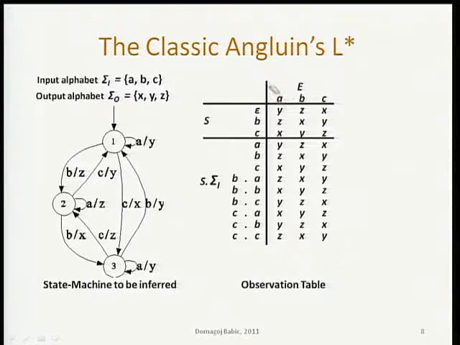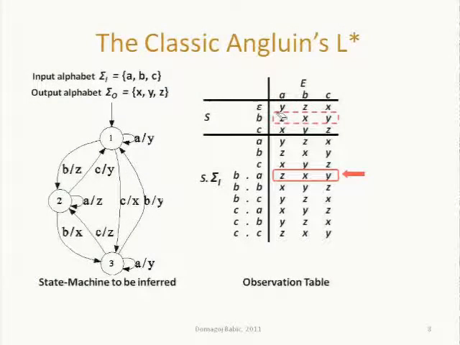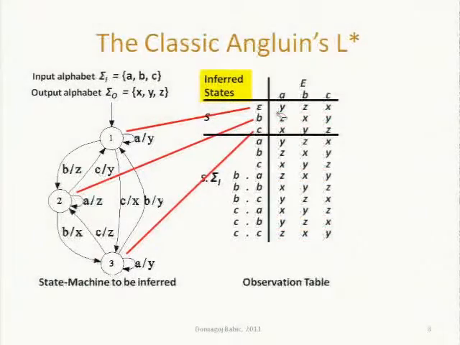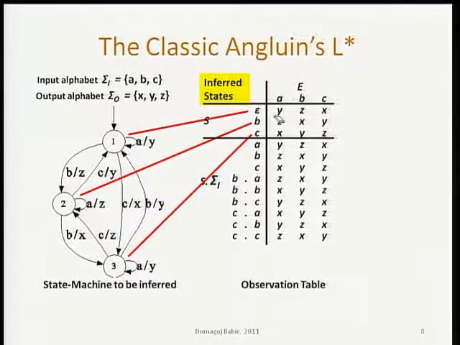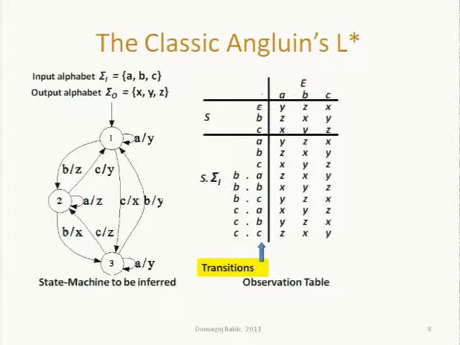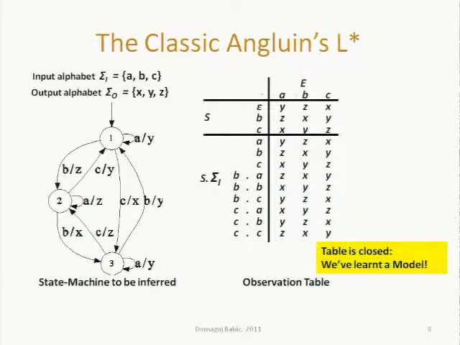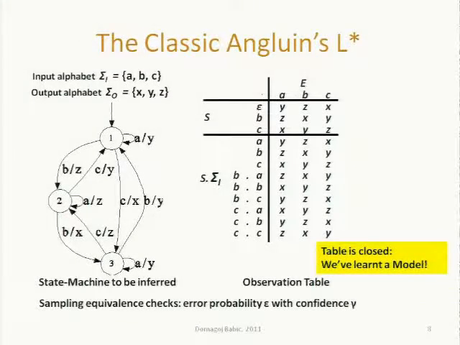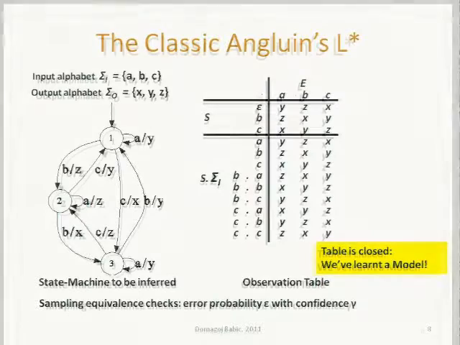So now we essentially concatenate, for instance, this part, the prefix with suffixes, and we fill up the table. And at this point, when we check all the state distinguishing vectors, we see that they all have representatives in the upper part. And so at this point, the algorithm makes a conjecture that this is the state machine implemented by the black box. And so it reads off the states from the upper half and transitions from the lower half of the table. And at this point, we say that the table is closed, and we've essentially learned the conjecture rather than the full model.